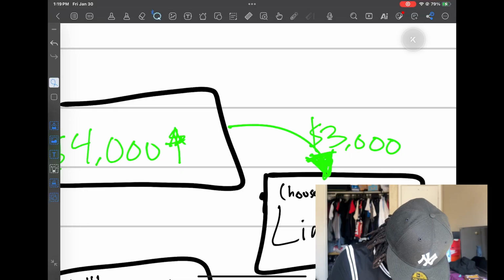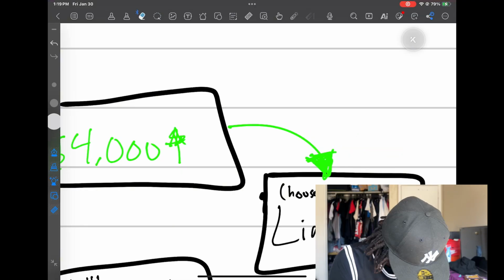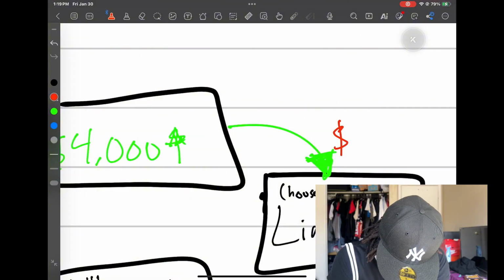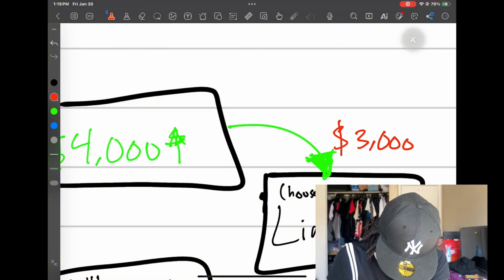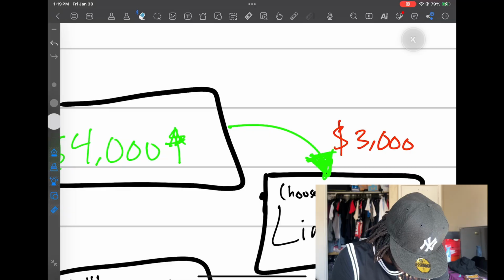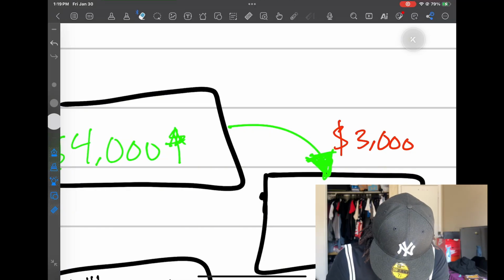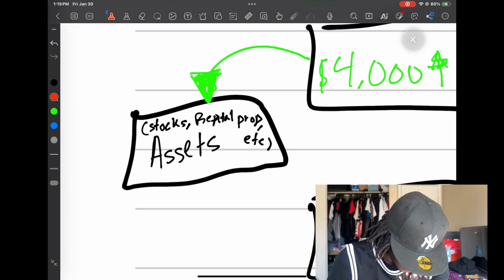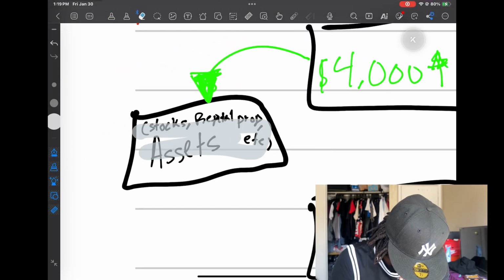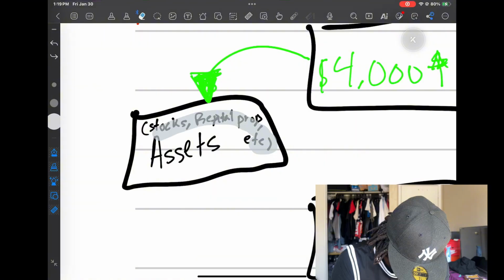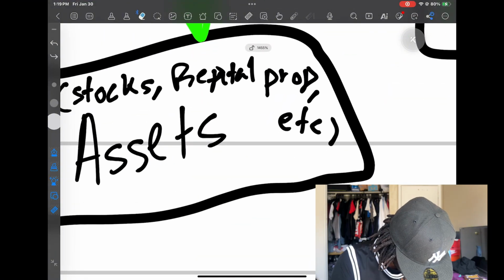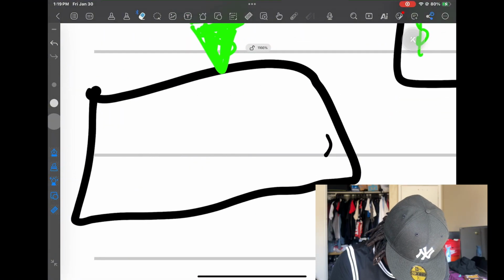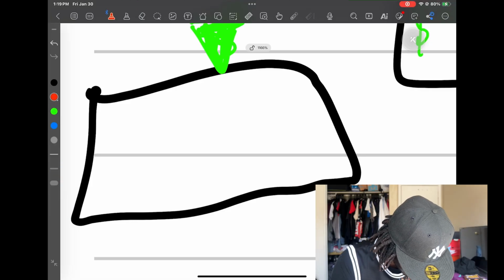Actually, let's change that to red. Sorry. Change that to red. So now they pay a car note and a mortgage of $3,000 per month. And they also invest their money into stocks. Hold on, let's just use this. Okay. So now they're investing their money into stocks.